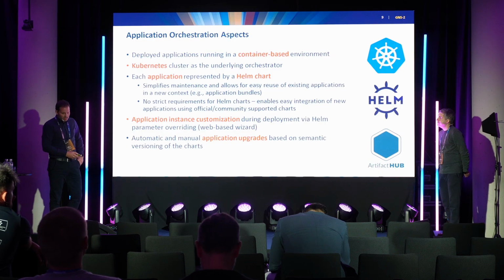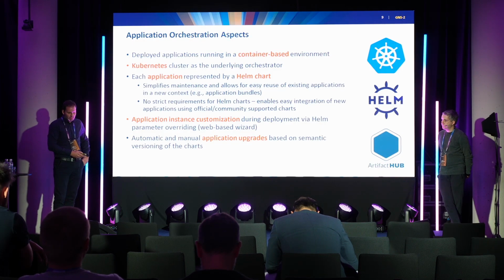So some technical insight regarding this. We are, of course, on top of Kubernetes, deploying containerized applications. Each application is represented as a Helm chart, which makes it easier for the overall application deployment process. And of course, new applications can be easily added to the catalog, since nowadays Helm charts exist for basically all applications.